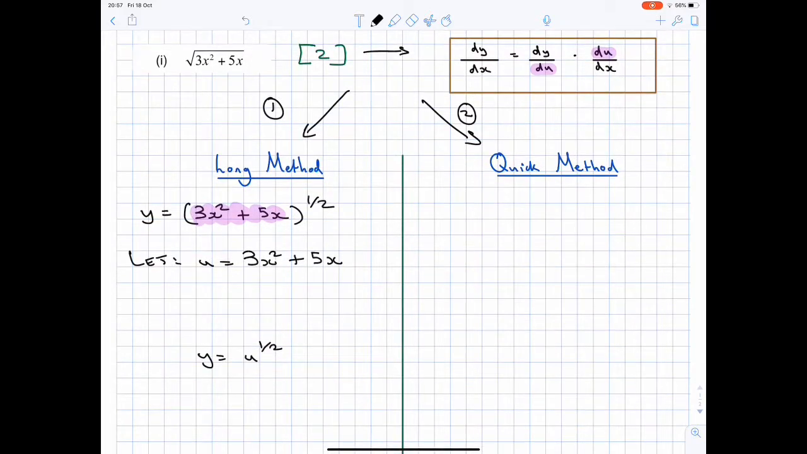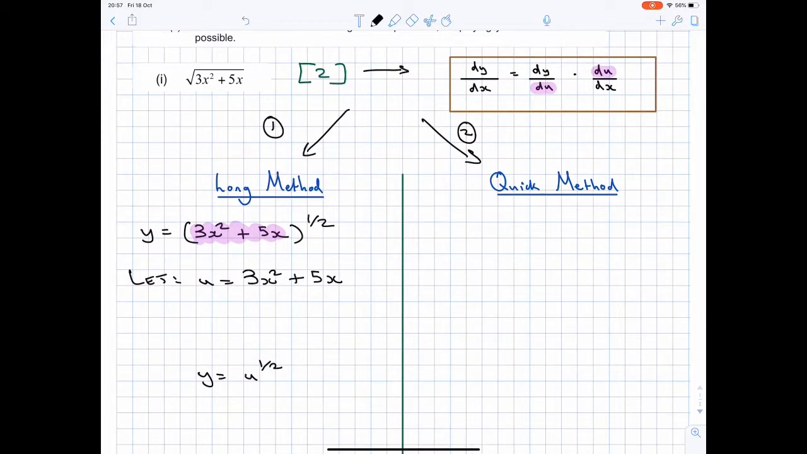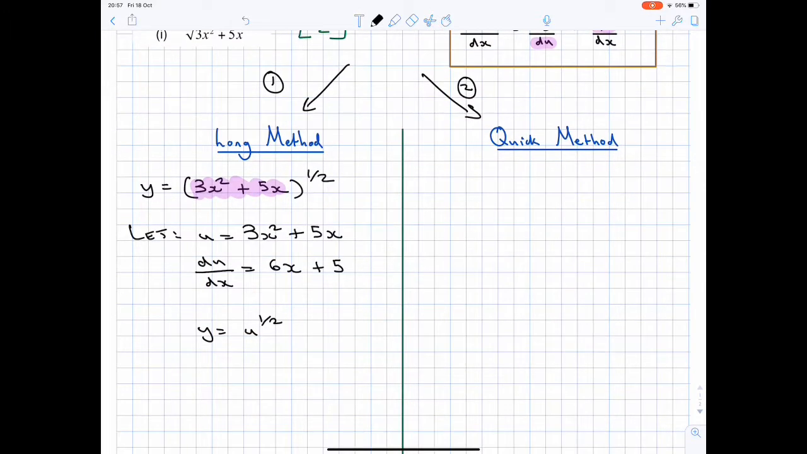So what I now need to do is differentiate each of these expressions. So let's start with the first one on the top. We've got du by dx, and once we do that we get 6x plus 5, and likewise dy by du, so we bring the half down as we normally would, leave the u, and we minus 1 from the power, and in this case we'll get minus a half, so that's 1 half u to the minus a half.